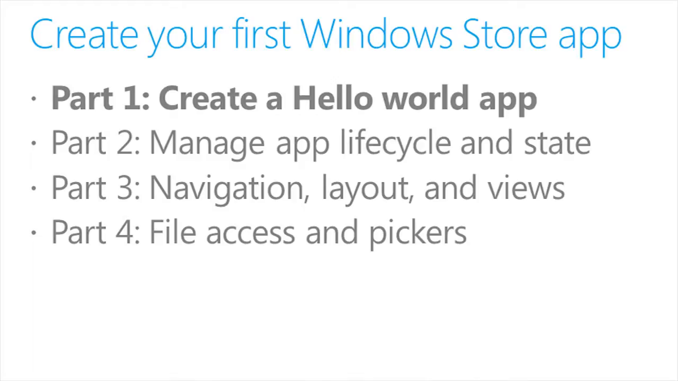In the second video of part 3, we'll show how to add an app bar for navigation, and we'll design a fluid layout for our photo page that works well in landscape, snapped, or portrait views. In part 4, File Access and Pickers, we'll add code to the photo page to call the File Picker API. We'll show how to data bind to properties of a file, and we'll revisit the app lifecycle from part 2 and show how to preserve access to a file for later use using the Storage Application Permissions class.